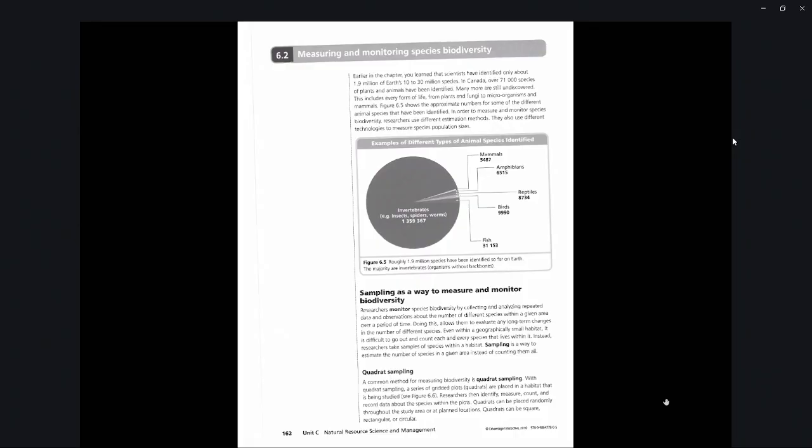Okay, they can place randomly. Different ones place them different ways. There's lots of different ways to place the quadrants. And then you take that wherever it's lying in your habitat and you count within that quadrant. They can be square, rectangular, circular. There's different types of quadrants.